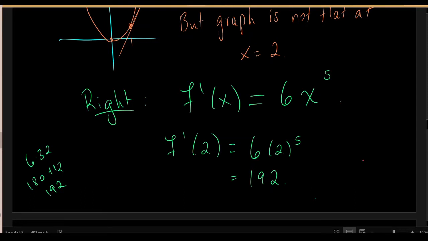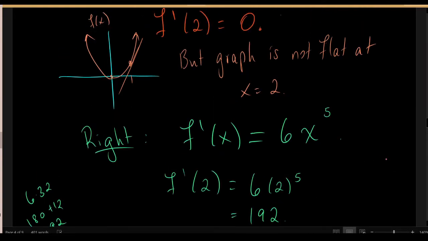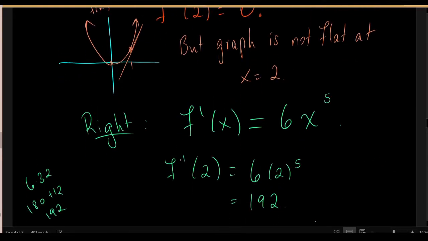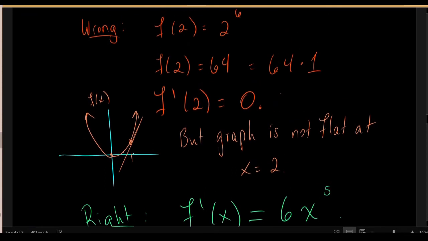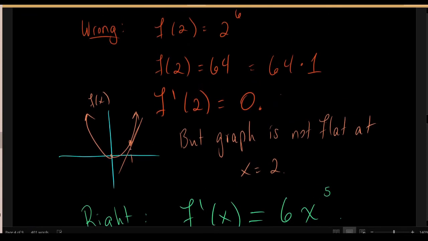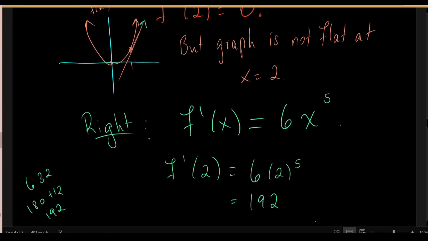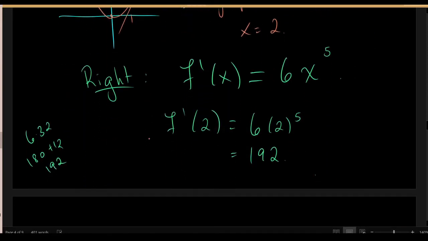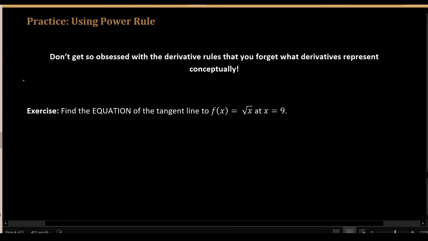Now let's check if conceptually this checks out. 192 is a positive number. And if I compare that with the graph of f of x equals x to the 6th, the graph is tilted upward, the function is increasing at x equals 2, and therefore it does make sense for us to get a positive derivative.